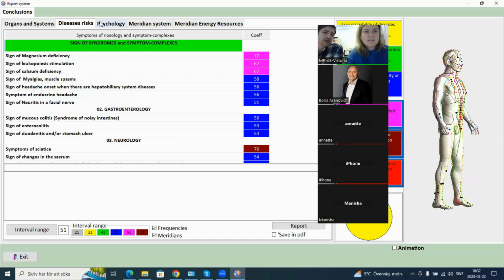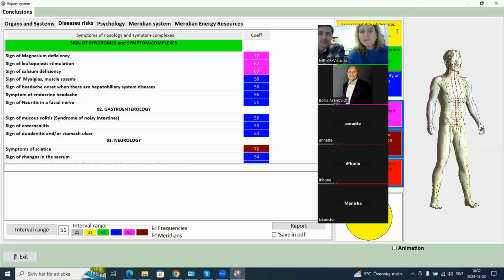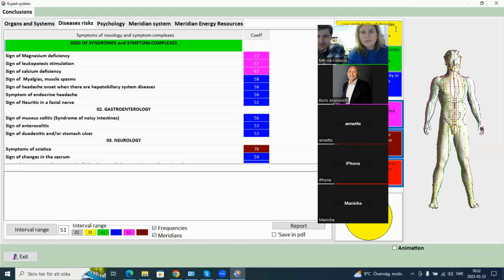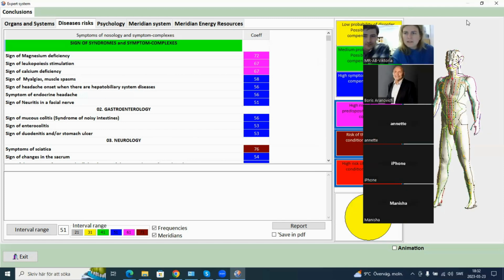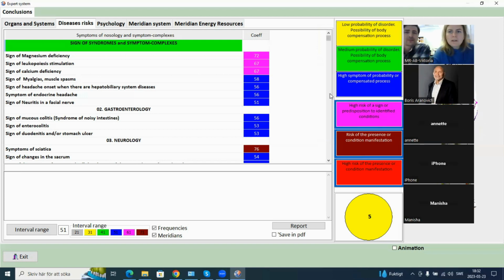So here we can see disease risks, and there is the explanation of which color means what. There is a low probability and high probability scale. So low probability, medium, so it's normal, and high. It's always shown here because it's installed somehow that it shows just from here, the interval range. It's here from 51. Actually, that is what we need to see, which organs' problems are more around.